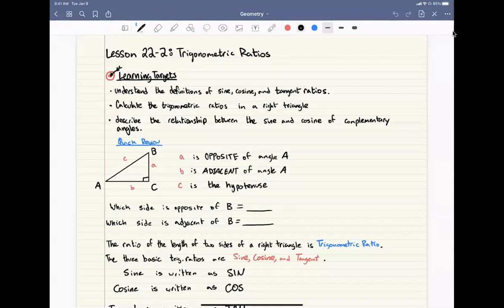Here are our learning targets for today. Our learning targets are to understand the definition of the sine, cosine, and tangent ratios, as well as calculate the trigonometric ratios in a right triangle. Our other target is to describe the relationship between sine and cosine of complementary angles. We're not really going to cover this, although you'll notice it more and more the more you do this stuff.